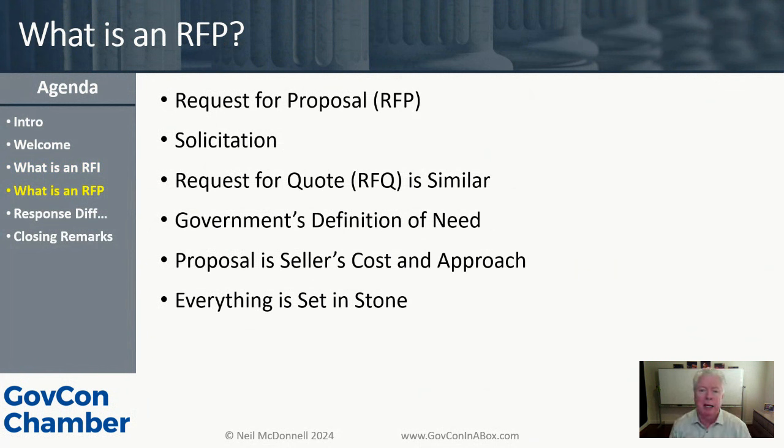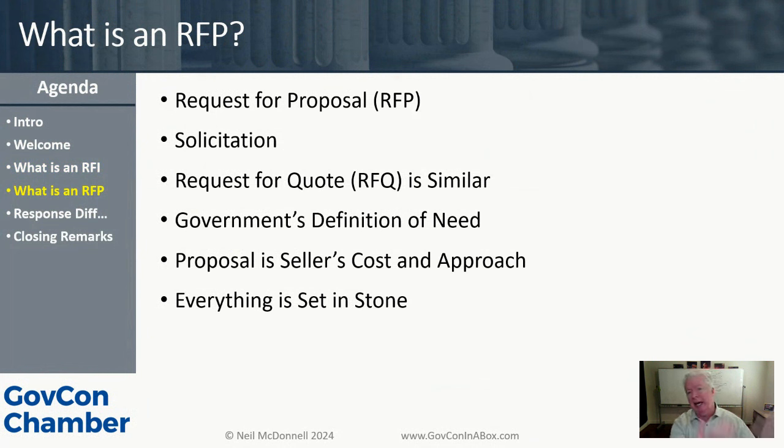This is our need. How are you going to solve it? I talk about here that the response is the seller's cost and approach. That's the main thing about it, right? And it's the key thing in there. The last bullet is everything is set in stone. When you get to an RFP, there's no more discussion, right?